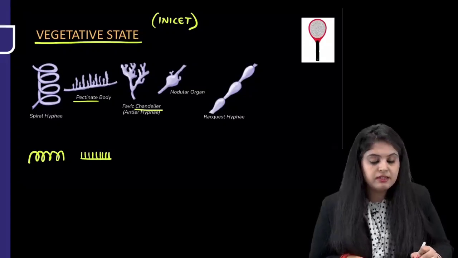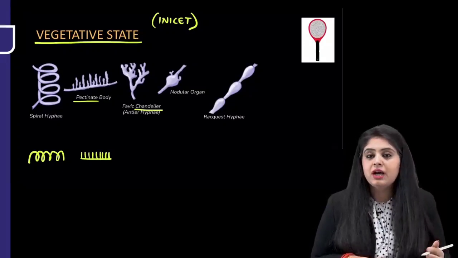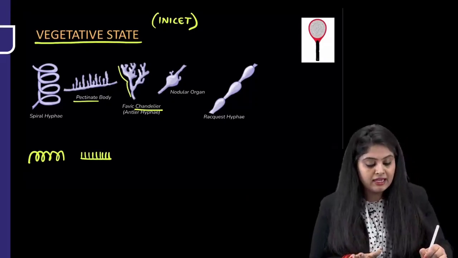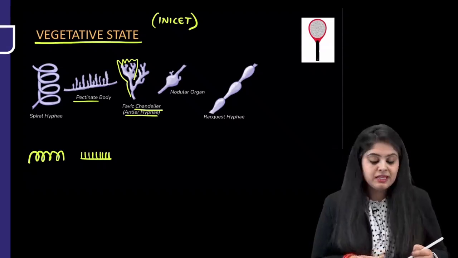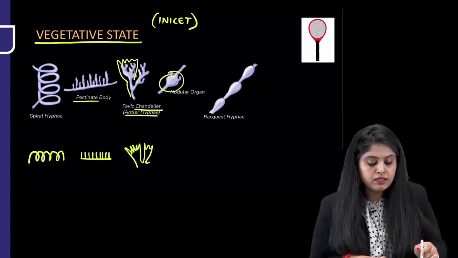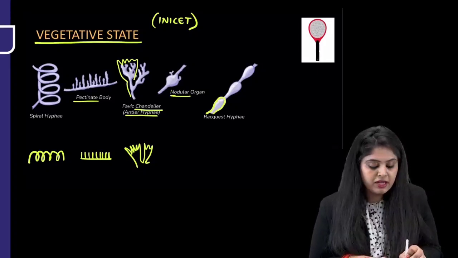Then there is a chandelier. Everyone is aware of what a chandelier is, the beautiful glass chandeliers in big hotels that hang like this. It also looks like the horn of a deer, antlers. Then if it looks like a nodule, you call it a nodular vegetative state. And if it looks like a tennis racket, you call it a racket hyphae.